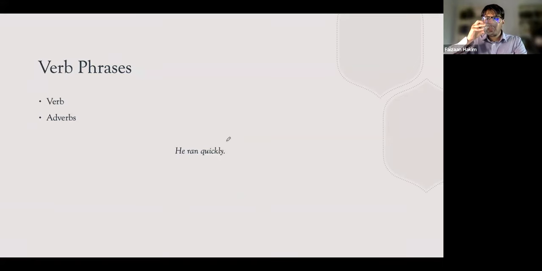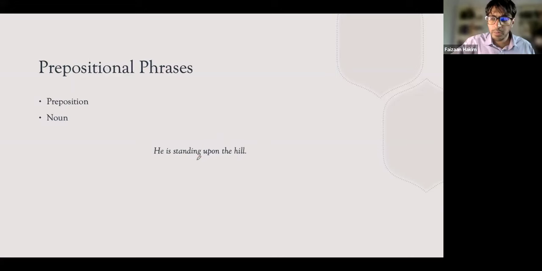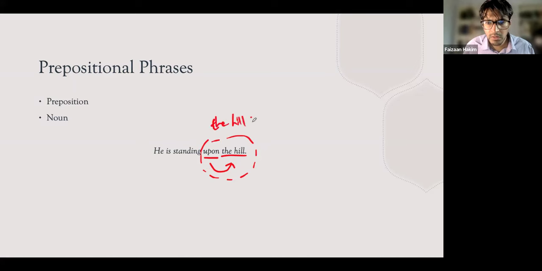Next, we have the idea of a verb phrase. Very similarly, we can begin with a verb and build it up. Really, the only thing we can do here is to add an adverb to it. And lastly, prepositional phrases. We have our preposition upon. Then we have the object of the preposition, upon the hill. Again, if you want to, we can think of upon the hill as simply the hill. I think we call this the adhesive case.